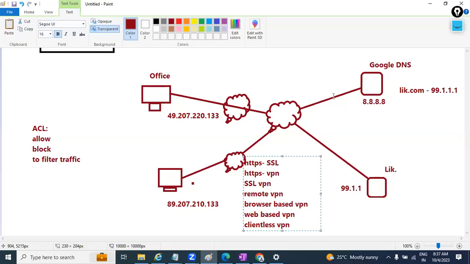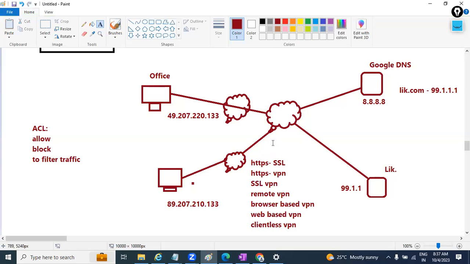Note it down. Whenever I'm using HTTPS, networkershome.com, cisco.com, Facebook, Instagram, WhatsApp, whatever, all are secure. HTTPS is secure because by default we are using a VPN into this. Okay, and which VPN? This VPN. These are the VPNs.